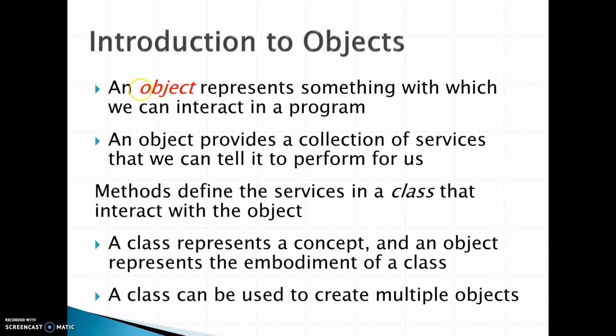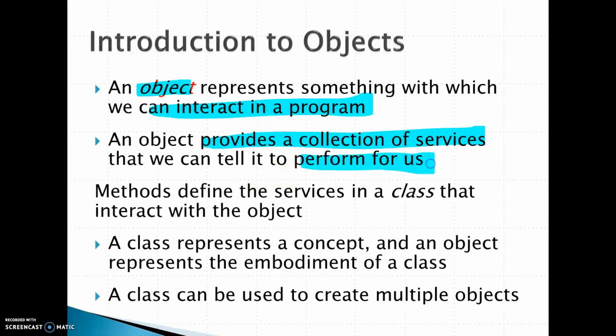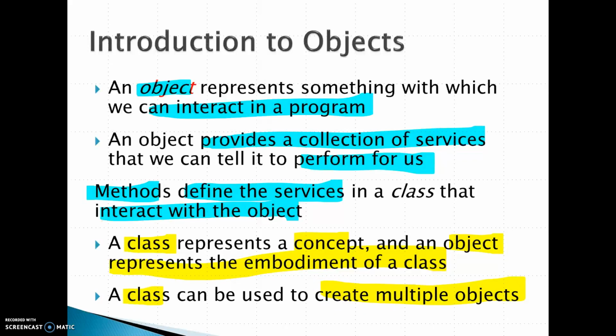All right, so let's first start by describing what an object is. And an object is something that we can interact with within a program. It provides a collection of services that we can tell it to perform for us. We are going to have methods that define these services and interact with our object. So essentially, we can think of it like a class represents a concept, and an object represents an embodiment of that class. And a class can be used to create multiple objects.